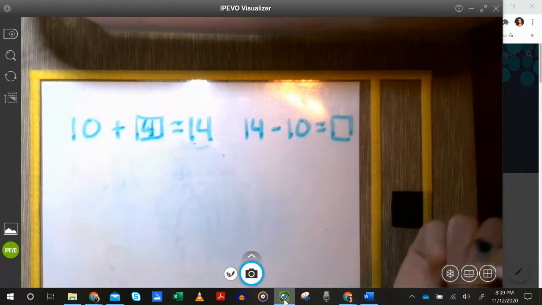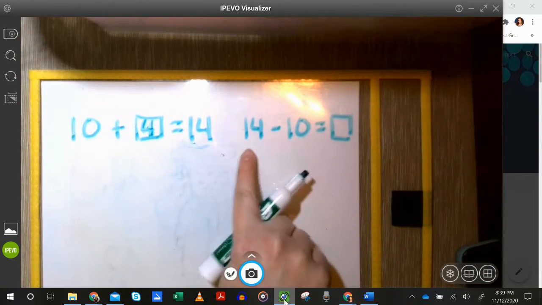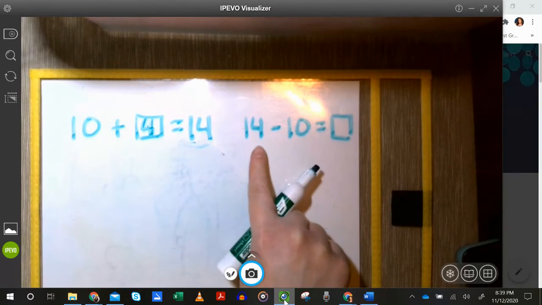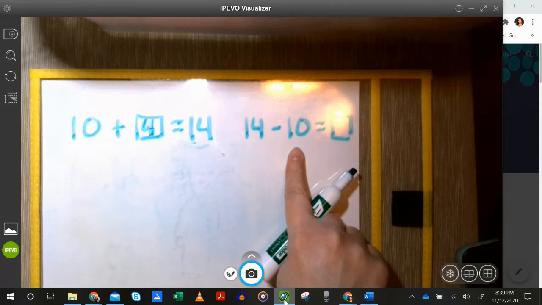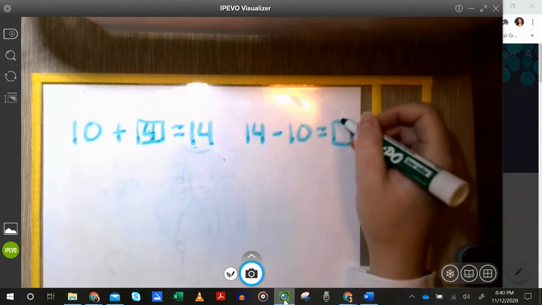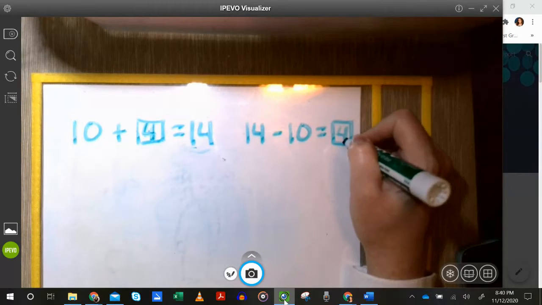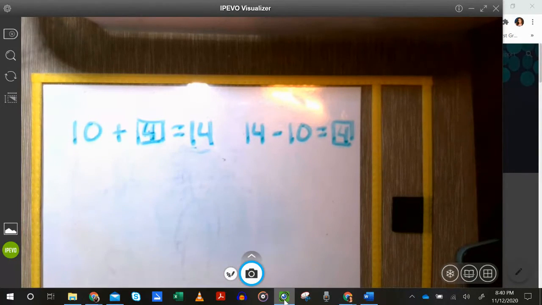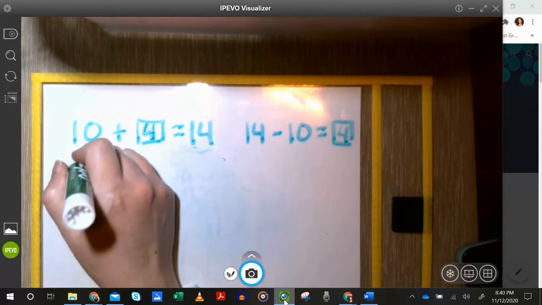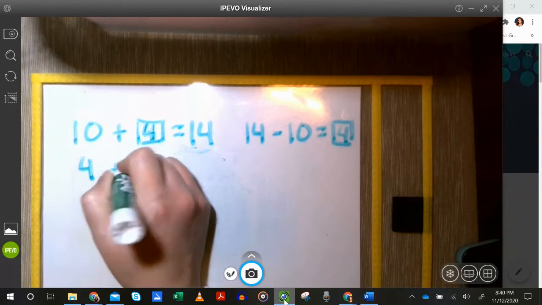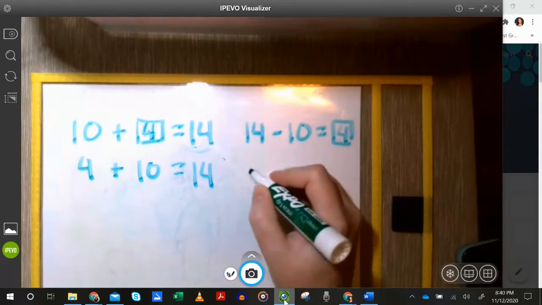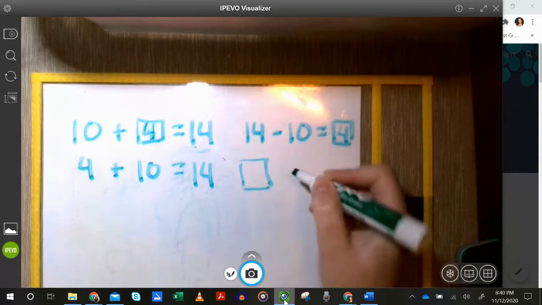4 more. Okay, so if we have 10 plus 4 equals 14, then when the family is all at home and 10 goes to visit someone, who's going to be left alone? The 4. Okay, can we add in any order? Yes. 4 plus 10 still makes 14. What would be our other subtraction sentence?